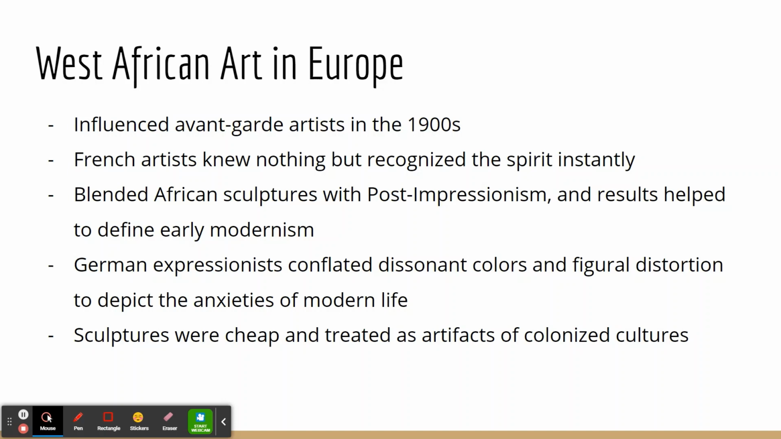German expressionists combined dissonant colors and figural distortion to depict the anxieties of modern life. Sculptures were cheap and treated as artifacts of colonized sculptors in Europe.